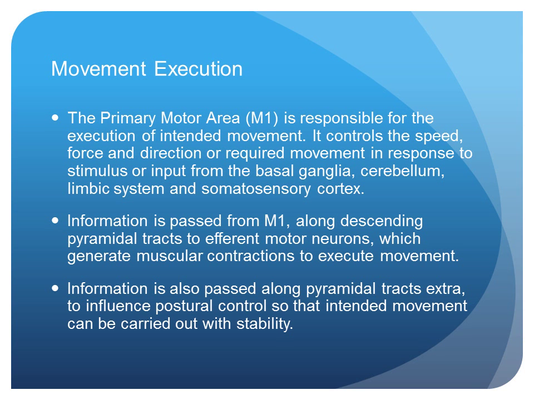Well, now it's time to make a movement, and this is where the M1 comes in, and it's responsible for the execution of the intended movement, and it also controls the parameters of the required movement. Information is passed from the M1 along descending pyramidal tracks to efferent motor neurons, which generate muscular contractions to execute the movement. This information is also passed along extrapyramidal tracks to influence postural control and to maintain a stable body for the task to be completed.